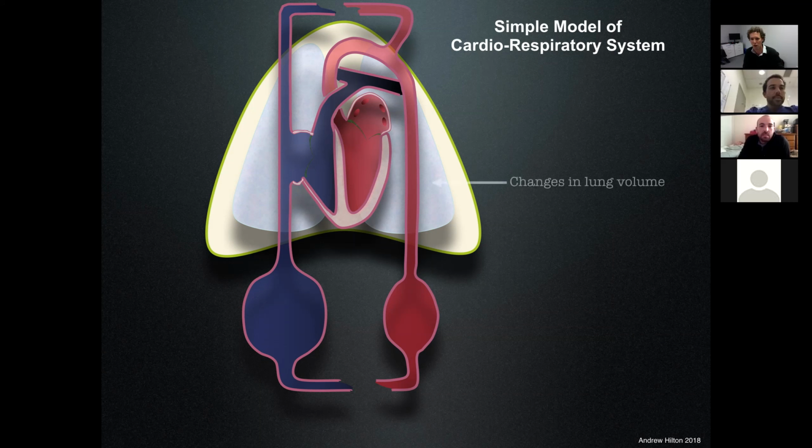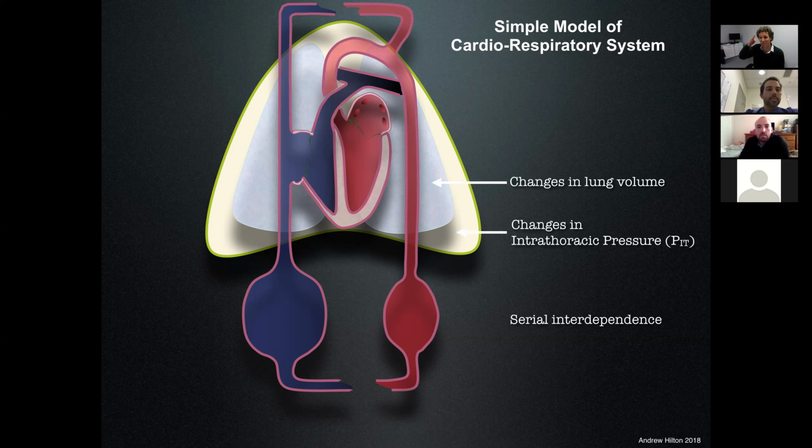Okay, so we've got a heart system that looks like this, and we'll try and use it to explain those respiratory variations. When we breathe in and out, whether it's on mechanical ventilation or spontaneous, you get changes in lung volume. That's going to lead to changes in intrathoracic pressure. We are going to have some form of serial interdependence, as in what happens below the diaphragm will have an effect on above the diaphragm, but also we have parallel interdependence, as in what happens on the right side of the heart is going to affect the left side of the heart because of ventricular interdependence.